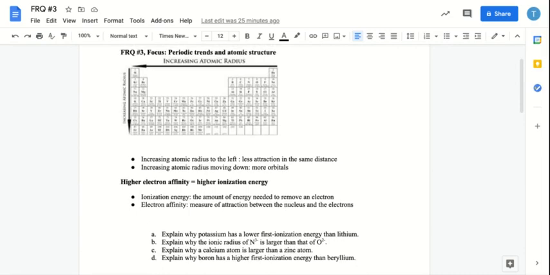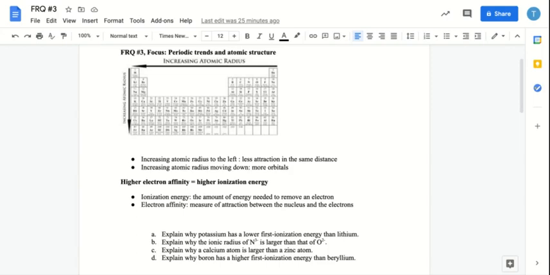I'm going to be explaining free response question number 3 with the focus on periodic trends and atomic structure. As you can see in the periodic table shown below, as you move to the left and as you move down on the periodic table, the atomic radius will increase. This is because moving to the left, the orbitals are less full, which means there's less attraction at the same distance. The atomic radius increases as you move down the periodic table because there are more orbitals, so the electrons are further away from the nucleus, which is where the protons are.